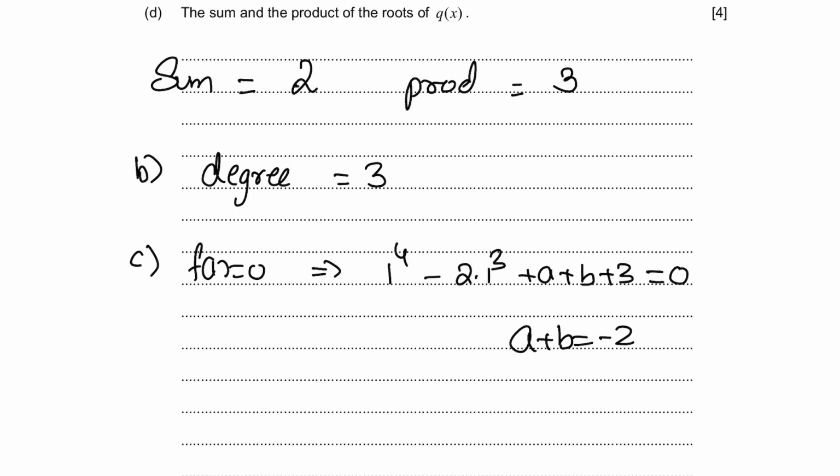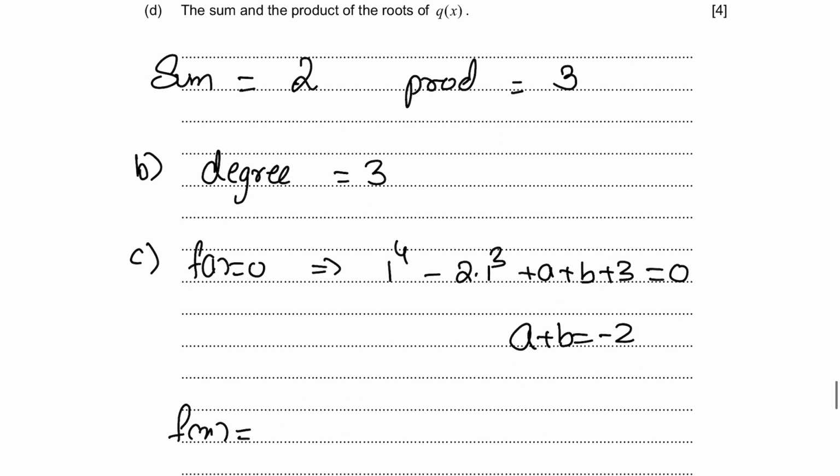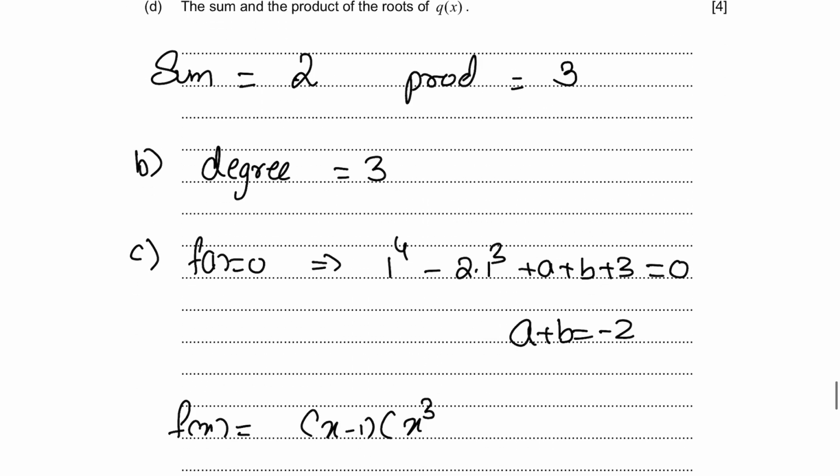Coming to part D, the sum and product of the roots of q of x. So basically what is f of x? f of x is, because it is divisible by x minus 1, x minus 1 times x cube, because it was x to the power 4, so it is x cube minus cx square plus dx plus e. This is q of x. This is basically our q of x.